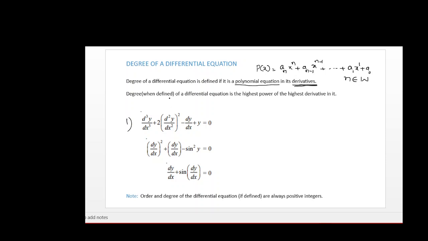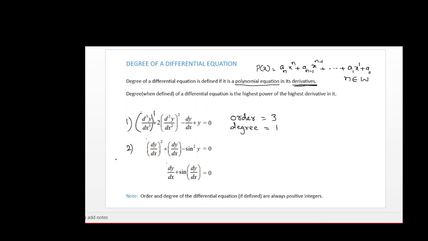Once it is defined, the highest power of the highest derivative. What is the highest derivative in this differential equation? That means the order of this differential equation is 3. And the power of this one is 1. So the degree for this differential equation is 1.